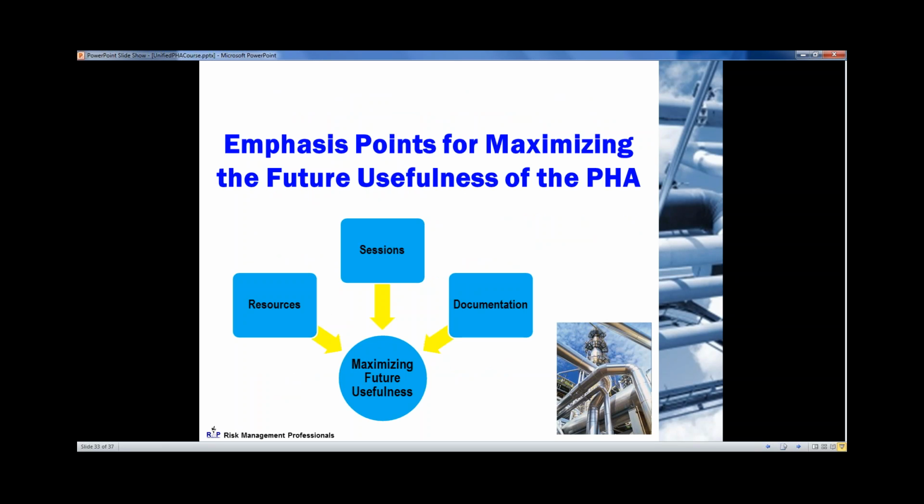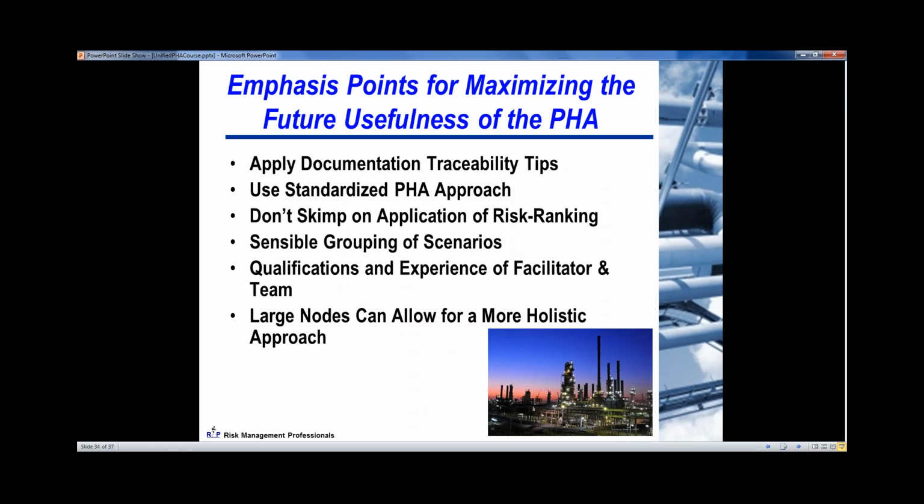We talked about documentation traceability, approach standardization, using risk ranking properly, grouping of scenarios. I like to use a very patterned approach for the deviations. Go methodically from the start of the process to the end of the process for each node to make sure scenarios are grouped so I can find things easier later. I love updating my own stuff. I can go in there and all the details are there, the pattern's there, it's grouped properly, and I can just jump in and make updates or whatever. If you do this properly, you'll really reap the benefits.